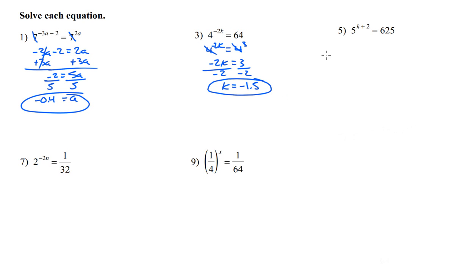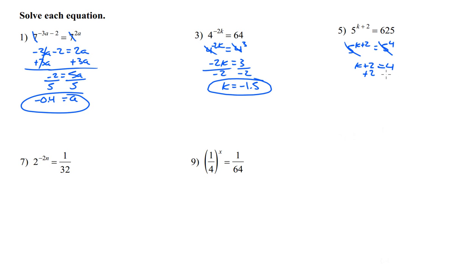too. Okay, 5. We've got 5 and 625. So let's see if we can write 625 as a power of 5. So we do 5 times 5 is 25, times another 5 is 125, times another 5 is 625. So once I get the right number, I just go back and count the number of 5s. 1, 2, 3, 4. So that is 5 to the 4th. 5 to the k plus 2 equals 5 to the 4th. Those bases are the same now, so we get k plus 2 equals 4.